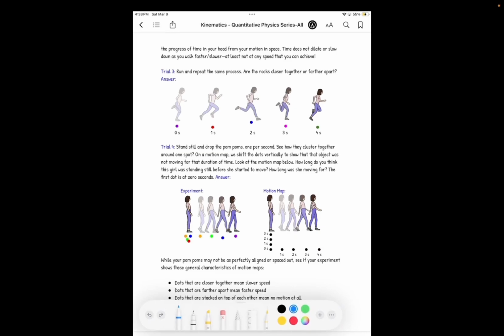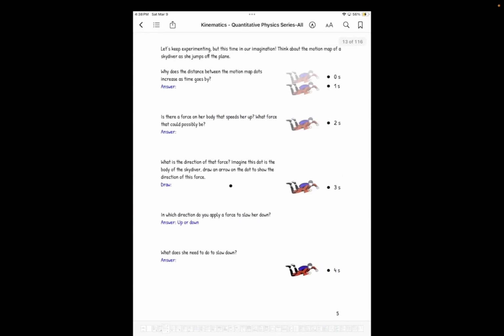But the thing that we're going to get from this experiment is that if the dots are closer together in the motion map, it means that the object is moving slower. If they're farther apart, it means what? They're going faster. Yeah, the object is moving faster. Very good. And if they are stacked on top of each other, then there's no motion at all. No motion at all. Very good.